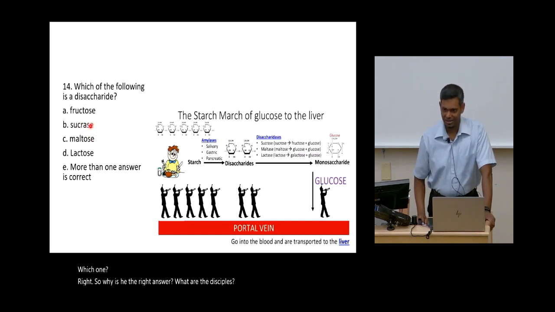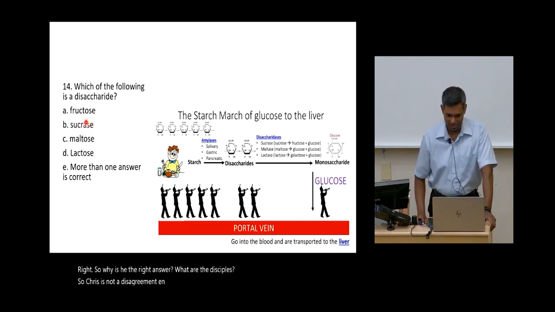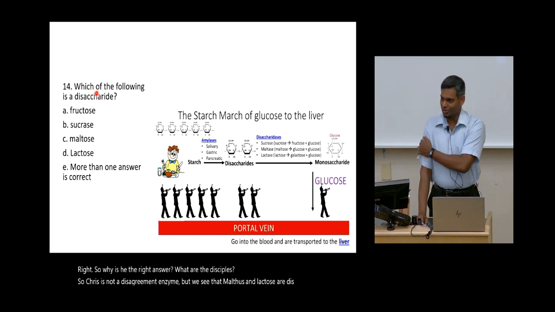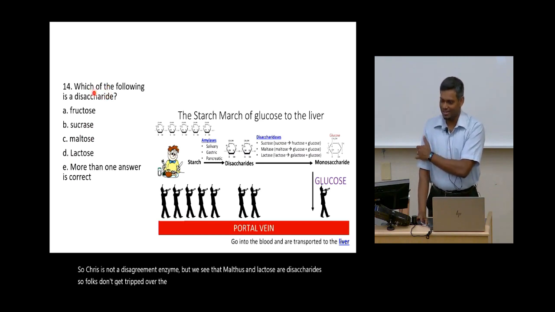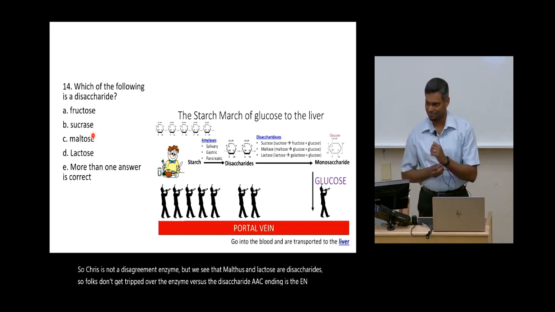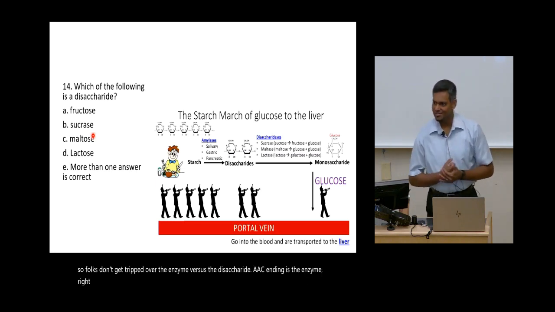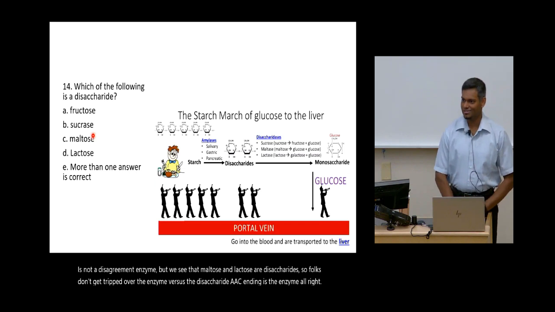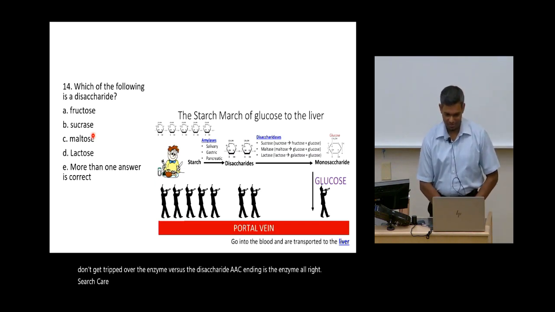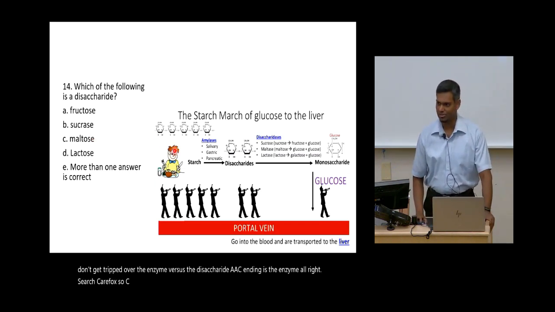Sucrase is not a disaccharide, it's an enzyme. But we see that maltose and lactose are disaccharides. So folks, don't get tripped over the enzyme versus the disaccharide. The -ase ending is the enzyme, all right? So it's clear, folks? So C and D, maltose and lactose, are the disaccharides.